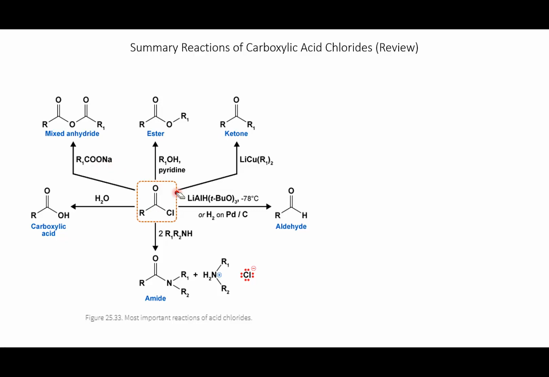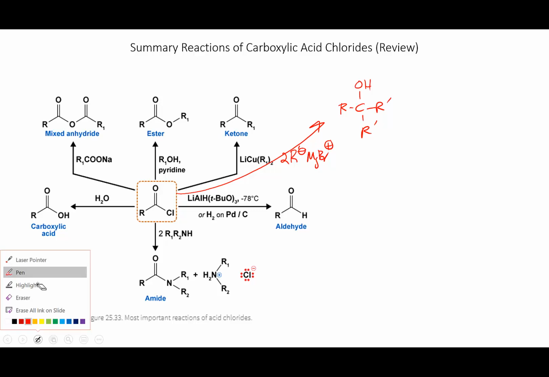If we want to convert the acid chloride to the ester, just use an alcohol along with pyridine. If you want to make a ketone, we're going to use a cuprate. If you react it with a Grignard, which isn't here, but I'm going to go ahead and add, with 2 equivalents of Grignard, you're going to make the tertiary alcohol with 2 of the alkyl groups being the same.